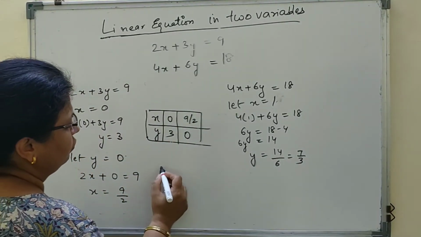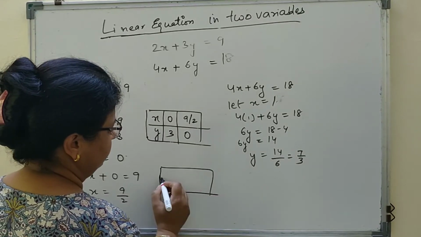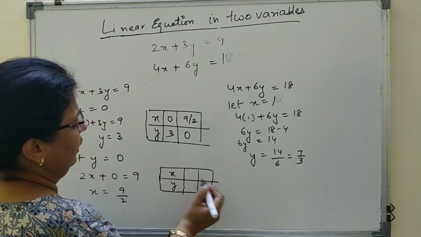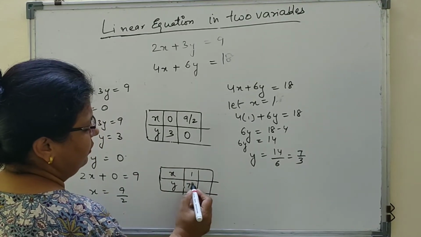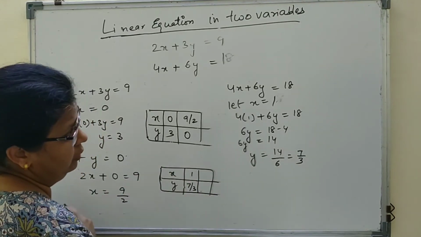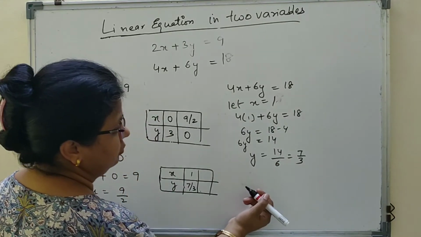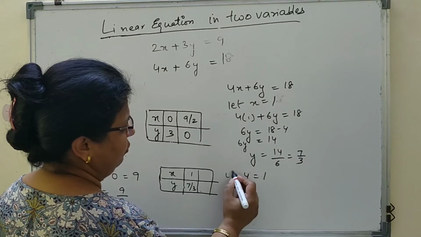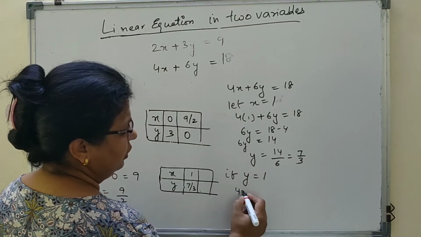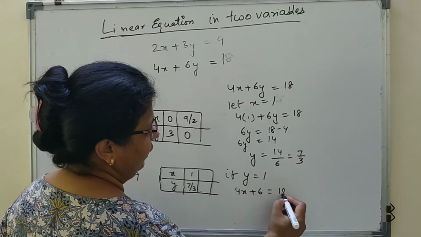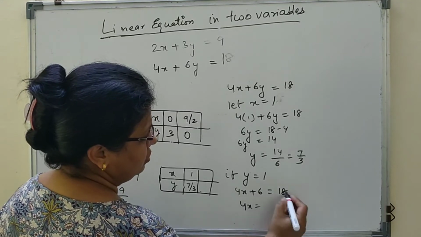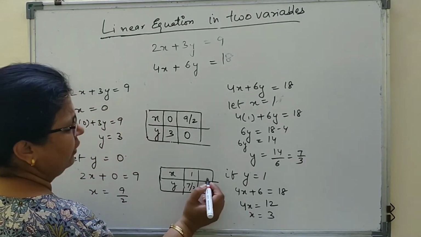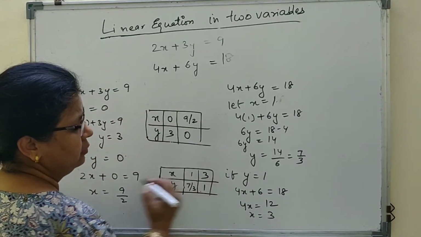So again, if I take x as 1, y will be 7 by 3. Now if I take y equal to 1, then 4x plus 6 equal to 18, 4x is equal to 12, or x is equal to 3. So if y is 1, x is 3.